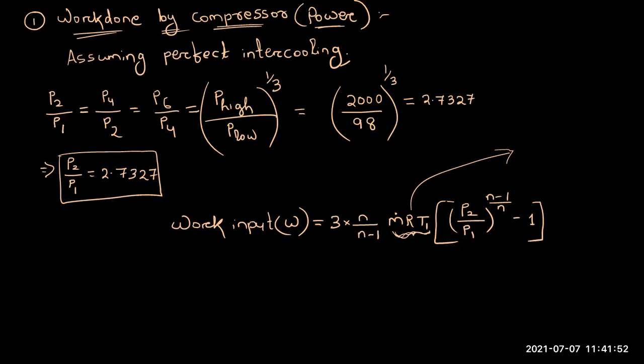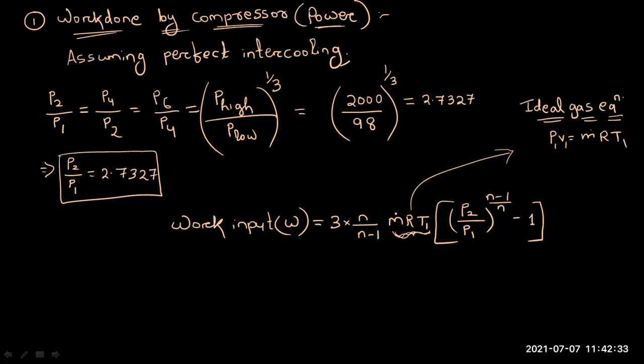This kind of problem I have done previously. Atmospheric temperature? No, we cannot take like that. Here what we can do, we have to apply the ideal gas equation. Yes, P1 V1. So what is the ideal gas equation? PV equal to mRT, or P1 V1 equal to mRT1. This is the ideal gas equation.